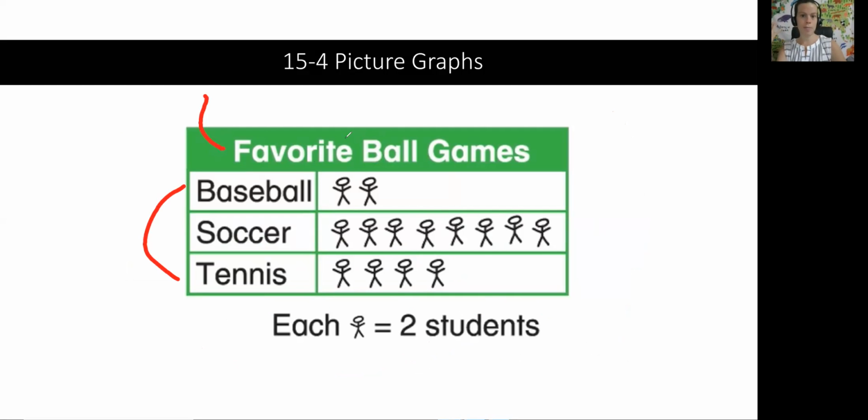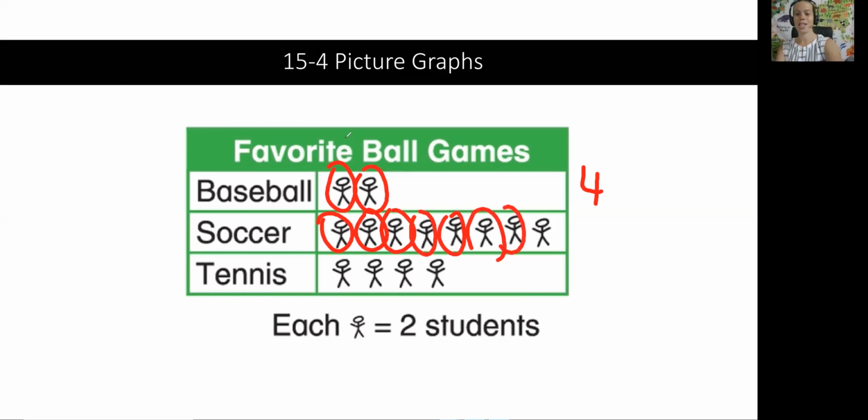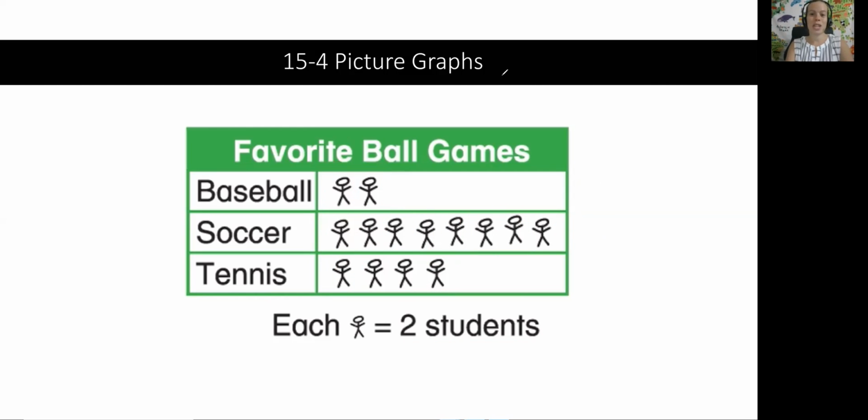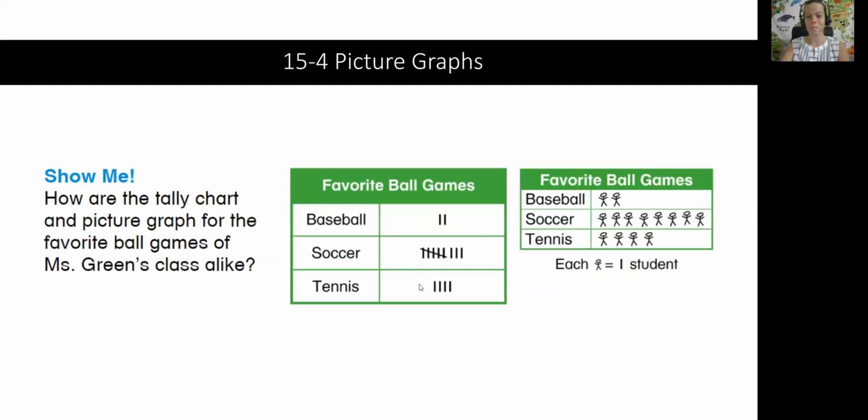So if we do that here, 2, 4. 2, 4, 6, 8, 10, 12, 14, 16. 2, 4, 6, 8, because each one is 2 students now. It's kind of fun. So you could even have this say 10 students, and you would count by tens. Just really depends, because you don't want to sit there and draw 100 people. So you could make each one worth 10. It just depends on how big your numbers are.